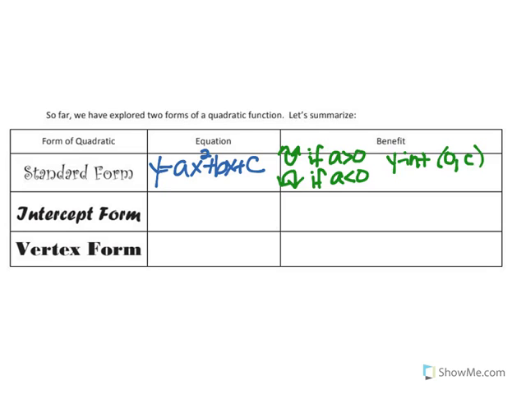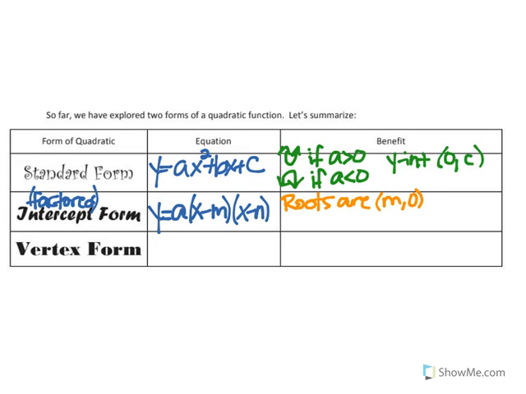The other thing was we went from standard form to intercept form or factored form. And this was when we factored. So we took out a GCF maybe, and we had an (x minus m)(x minus n). Right? We had two binomials, and I put these as opposite signs because one of the benefits of having it in factored form is that we can pick out the roots. The roots are the opposite sign of whatever's in parentheses, (m, 0) and (n, 0). So you can pick out your roots.